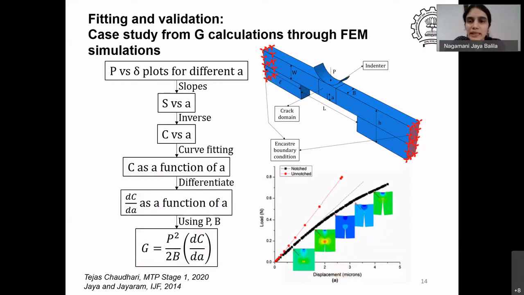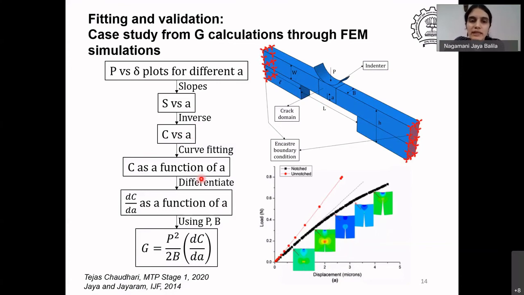But you can have the same beam modeled in the computer, and load versus displacement plots can be extracted for different crack lengths. So I'll initially start with some crack length A. I will increase the crack length to A1. I'll start with A1 and I'll increase it to A2, A3, A4. For each of those, I will get the load versus displacement response for each of these specimens. Then I'll get the corresponding slopes, and the inverse of the slope will give me compliance, just like we talked about.